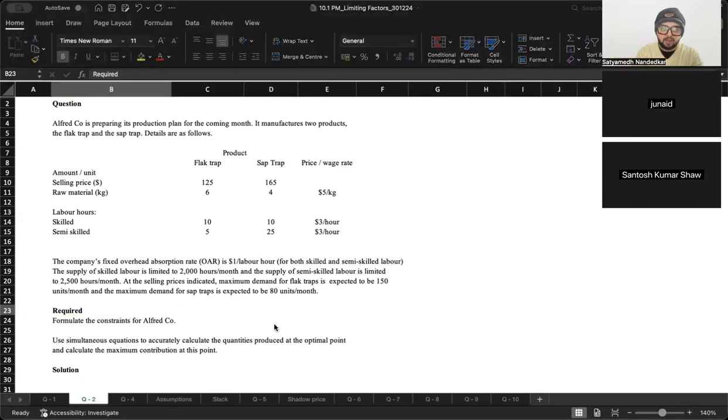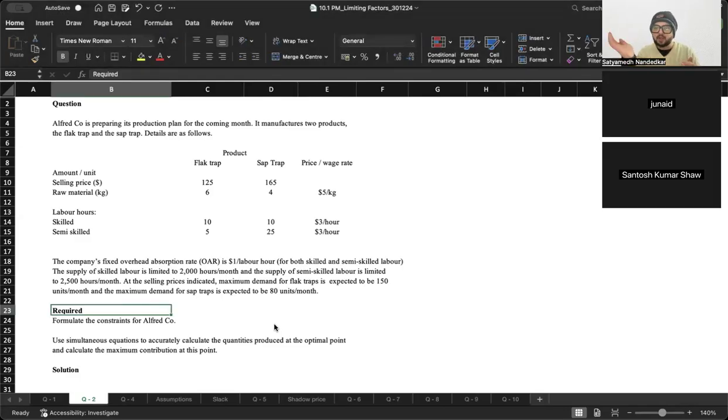Beyond that, even if you produce, you will not get any market demand, so to say. So more than that, if you produce, you won't be able to sell. So that is the upper limit. Now, you want to know what is the optimum production plan, or what is the best production plan, and when is the production plan the best? When you maximize the contribution.